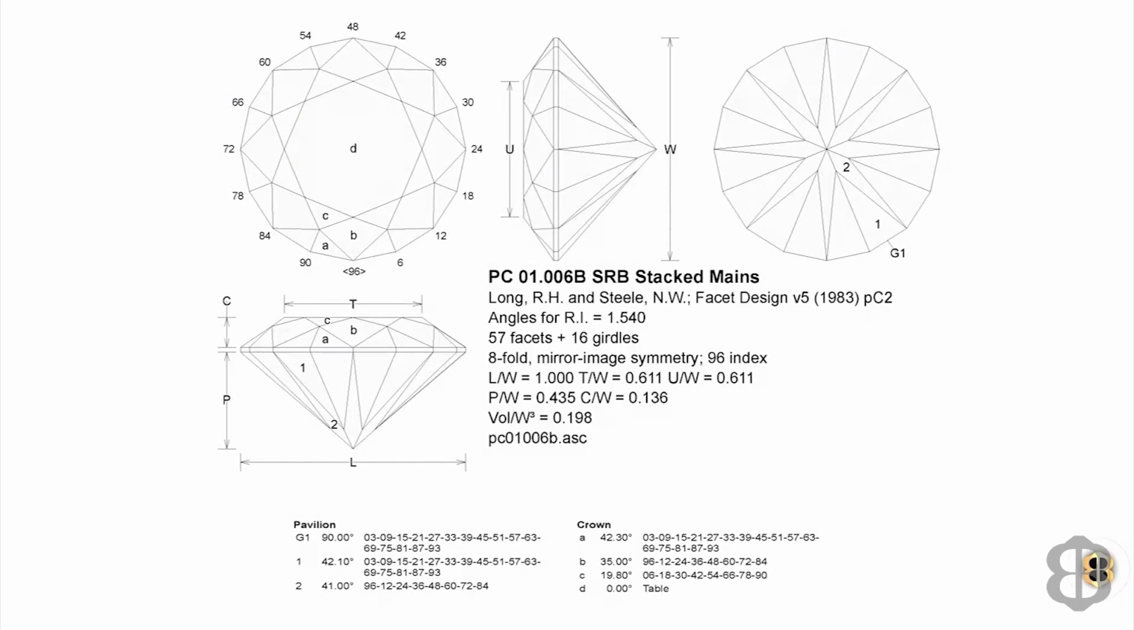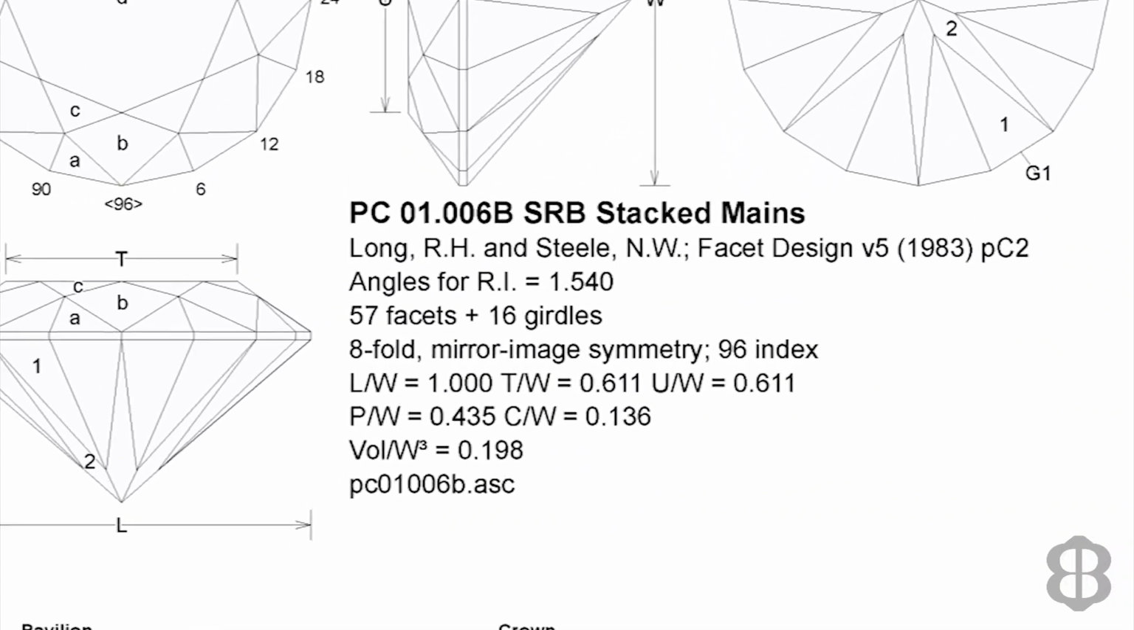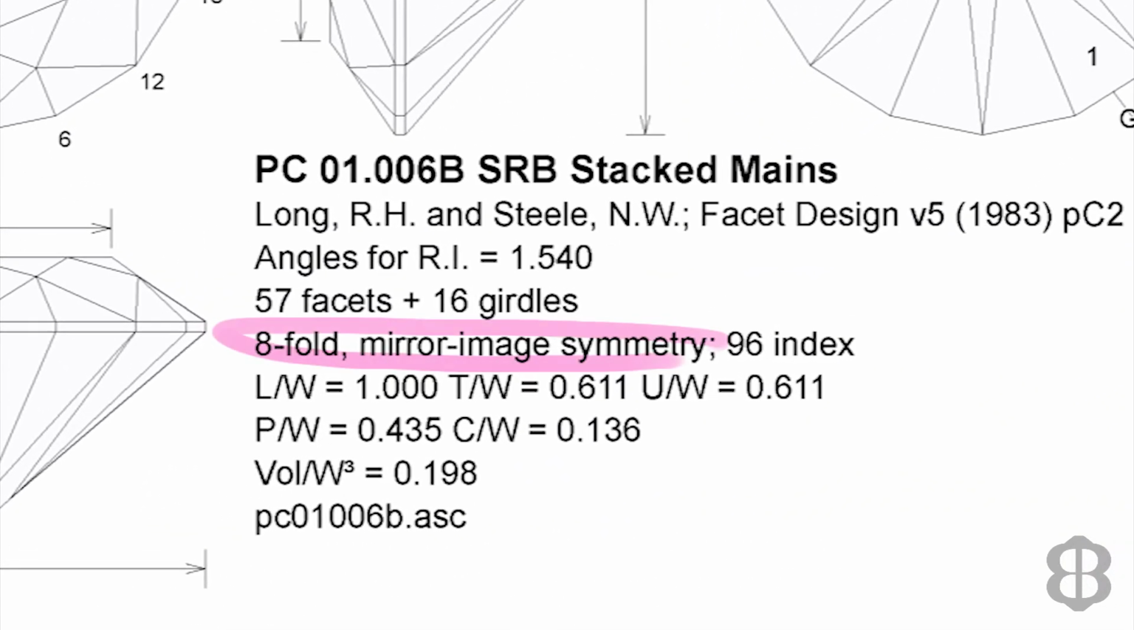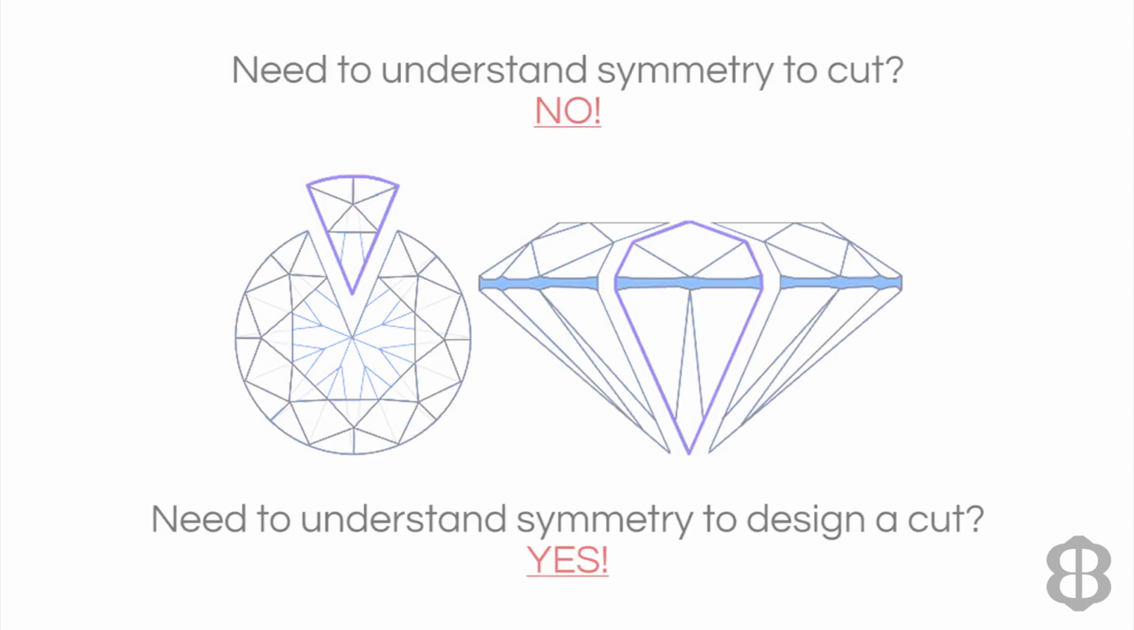The next topic that I touched on in part 1 was that of symmetry. The diagram we used in part 1 called for 8-fold mirror image symmetry, as you recall. And as I explained in part 1, you don't really need to understand symmetry to be able to facet a gemstone using a gem faceting diagram. You do need to understand symmetry to design gem faceting cuts. So our example in part 1 had 8-fold symmetry.